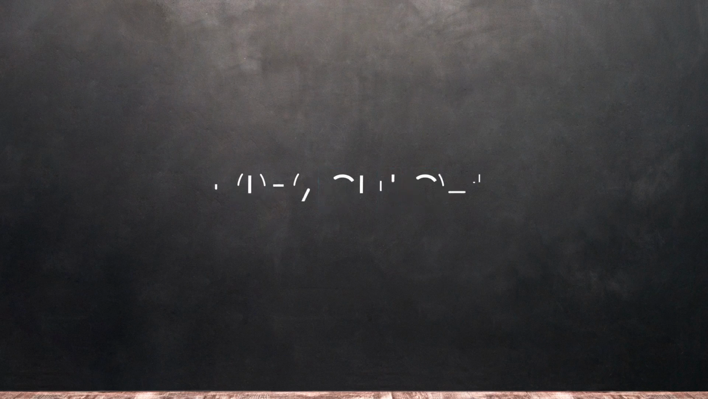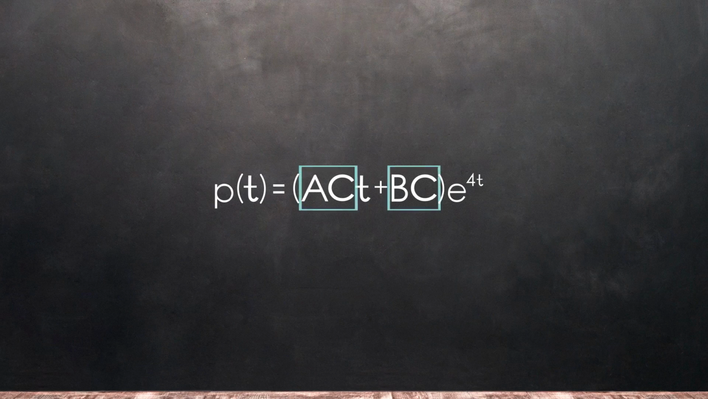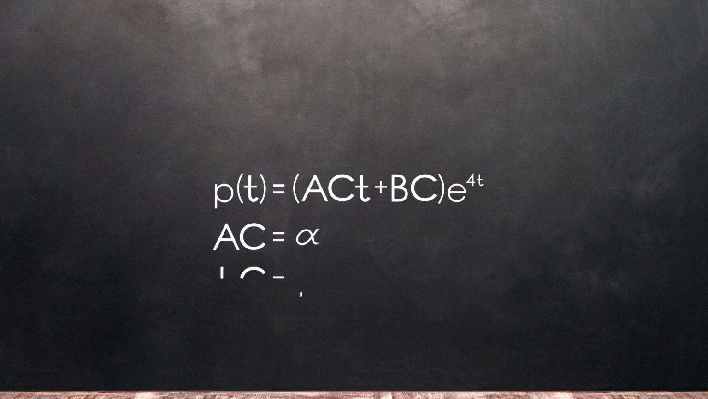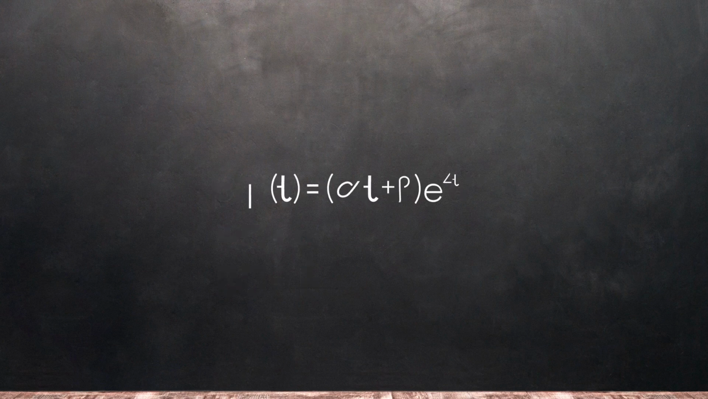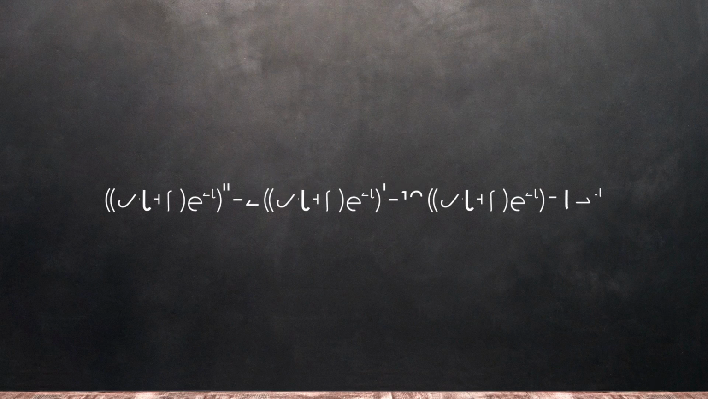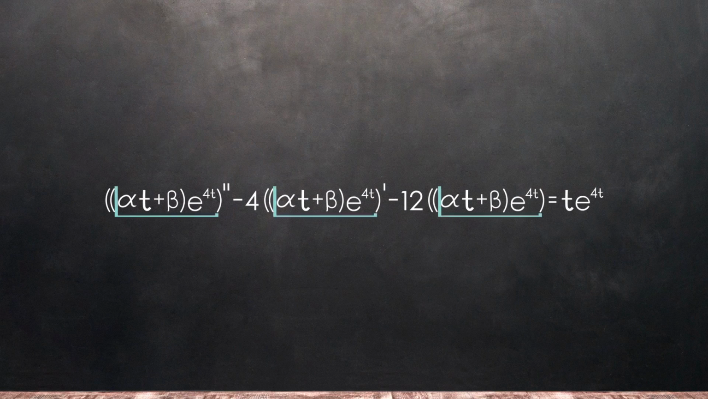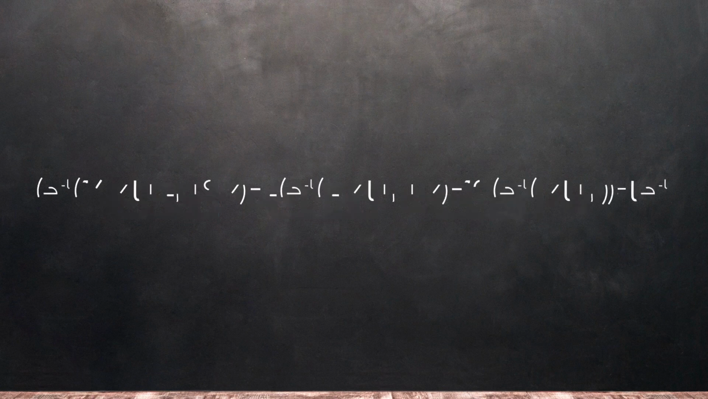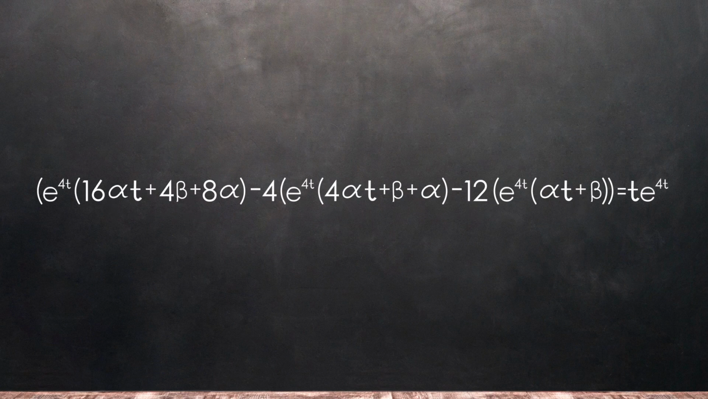If we multiply c through, we can see that there are really only two constants. So we let AC be alpha and BC be beta. And we are left with P of t equals alpha t plus beta times e to the 4t. To solve for alpha and beta, we substitute the particular solution into the original differential equation. We leave the calculations of the derivatives to the viewer.